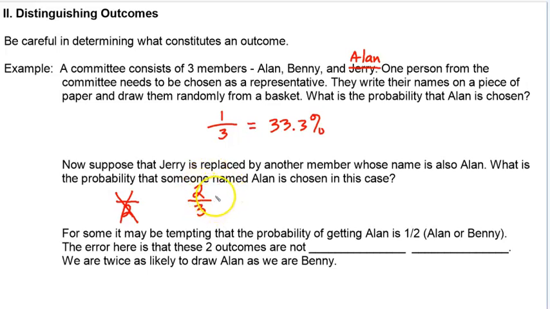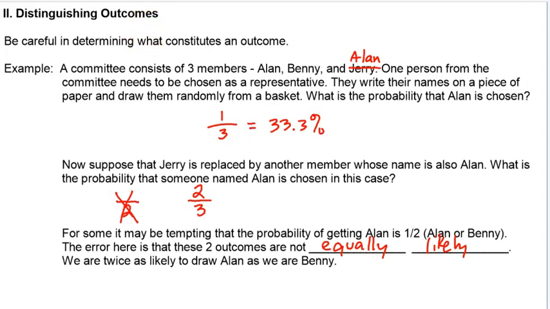So this just highlights in a real simple way the need to be careful in distinguishing what the total number of possible equally likely outcomes would be. That's another way of saying the denominator. So we'll just go ahead and finish this thought. The error here is that these 2 outcomes are not equally likely. When we change the scenario, now because we have 2 Alans, we are twice as likely to draw Alan as we are Ben, so that changes the numerator, and the denominator is still the same because there's still 3 pieces of paper from which to choose.